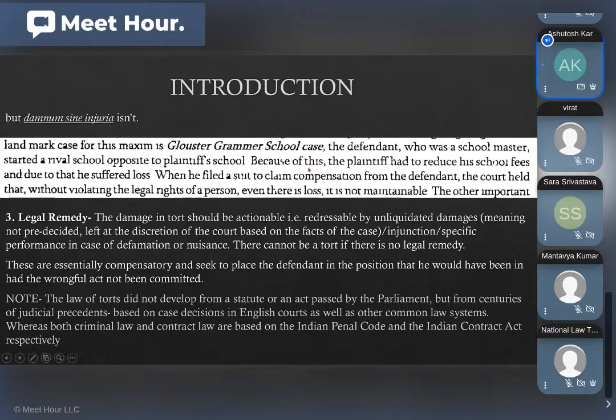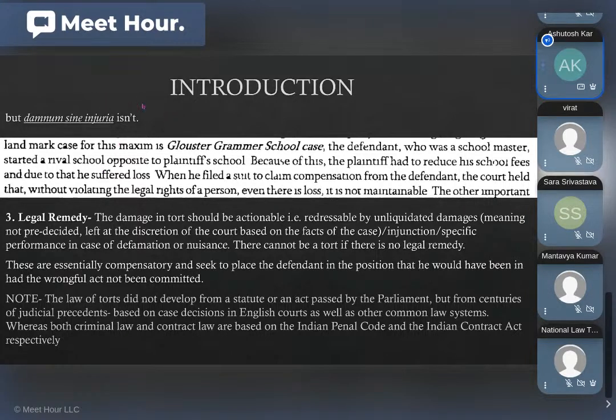Because of this, जिसका स्कूल है, original school, the plaintiff school, he had to reduce his school fees, and due to that he suffered loss. So his plight was, इसने मेरे स्कूल के पास ही जानबूझ के और एक स्कूल खोल दिया, जिसकी वजह से I had to reduce my fees and I have been suffering some financial loss.